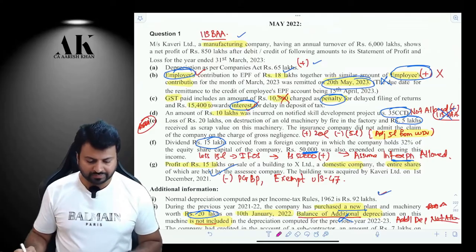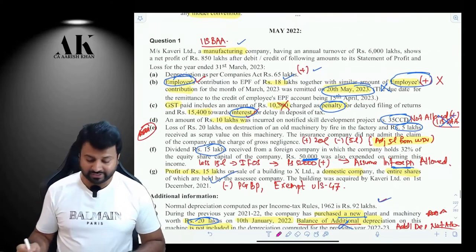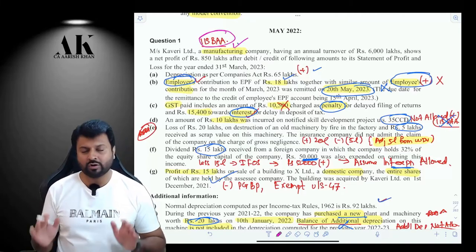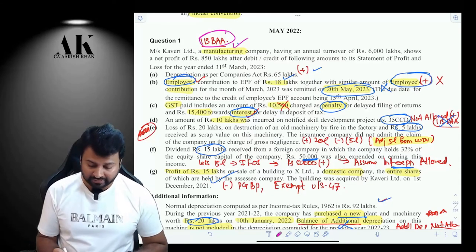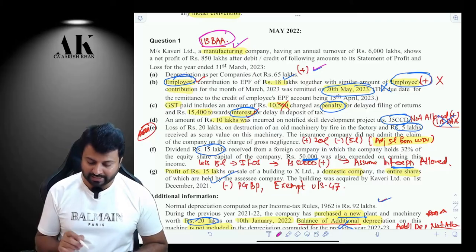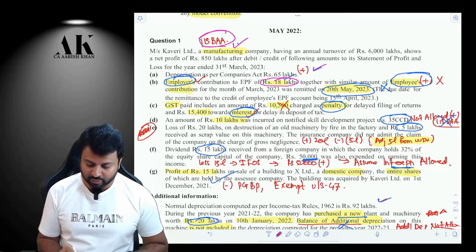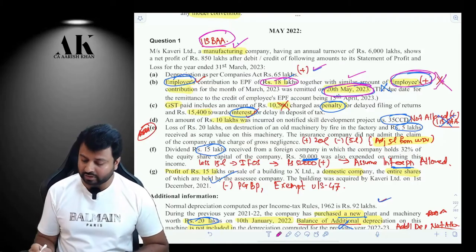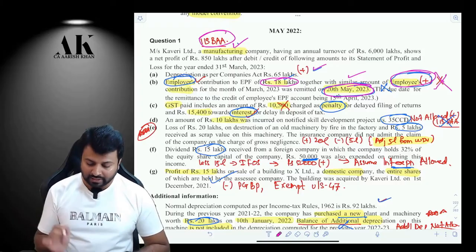So let's move on to the next paper, that is the May 2022 exam paper. The first question over here is on a manufacturing company. This company is eligible for, and opting for, 115BAA. Now the very first adjustment is depreciation, which you have to add back. The next one is employer's contribution, which is paid before the due date of filing of return, therefore allowed. But employee's contribution cannot be paid up to the due date of filing of return. It has to be paid by the 15th of the following month, and therefore that is disallowed.